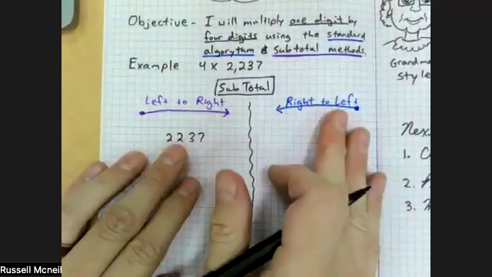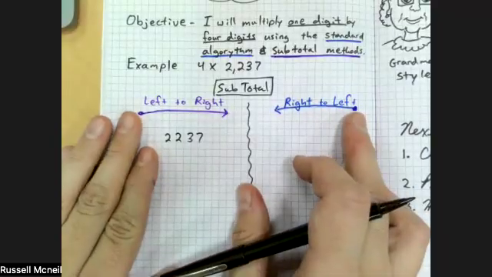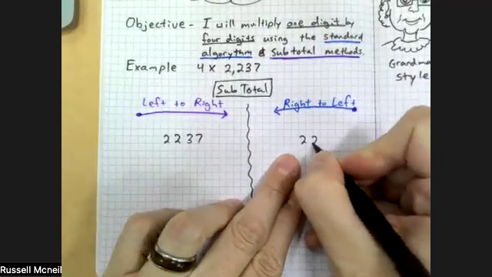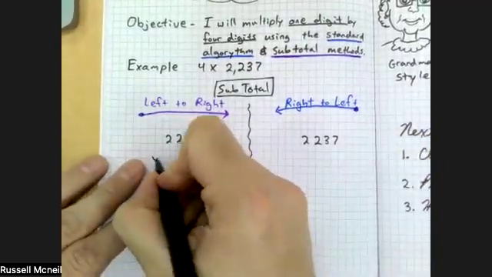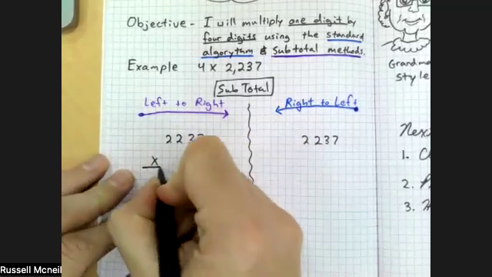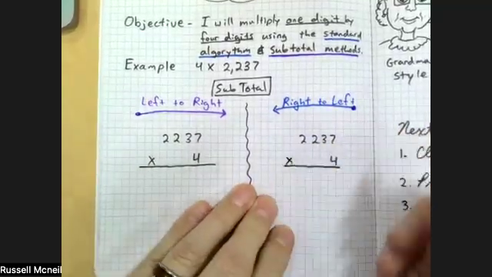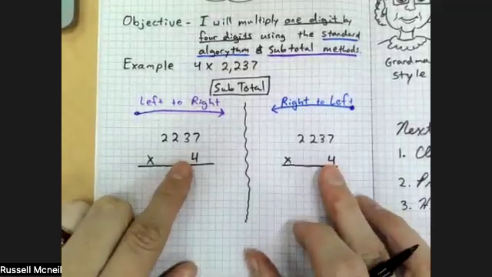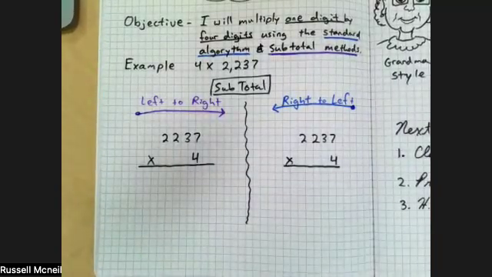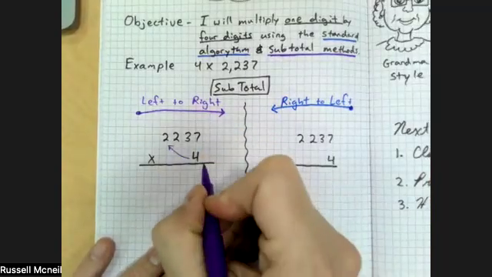We're going to start left to right. We're going to go right to left. If I were you, I would pick two different colors. I've got a purple and a blue handy, so I'm going to use both. And I'm going to go ahead and copy the problem. I'm going to give myself enough space that I can work this out. So I've got 2237 times 4. We're going left to right. And essentially what we're doing is we are distributing our 4 to the thousands column.